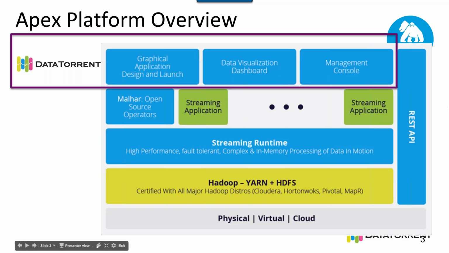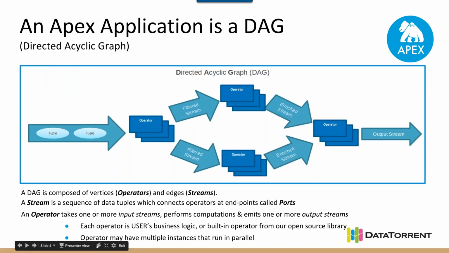Having talked about the platform, let's look into what our applications look like. Our application actually looks like a DAG. DAG stands for directed acyclic graph, where the nodes of the graph are equivalent to the operators. If you remember, in the first slide I talked about operators. Operators are the places where actual data processing happens, and the edges of this graph are actually the streams. Streams carry data from one operator to another operator.